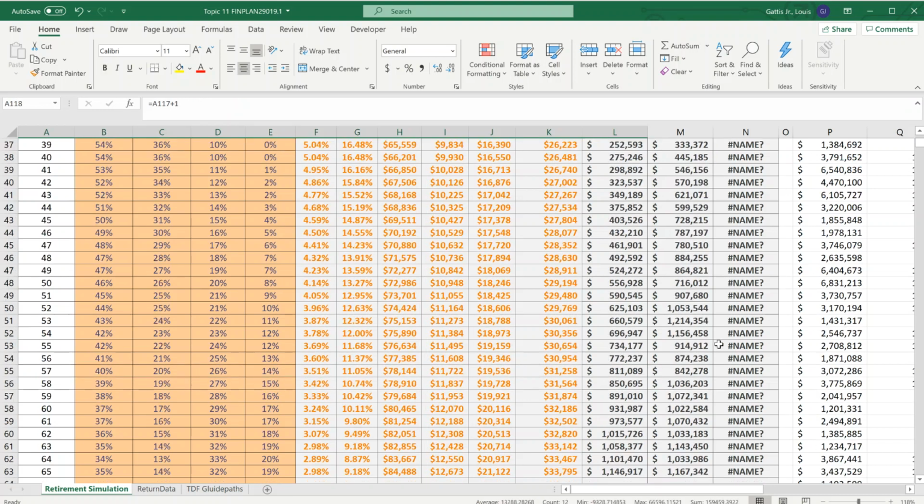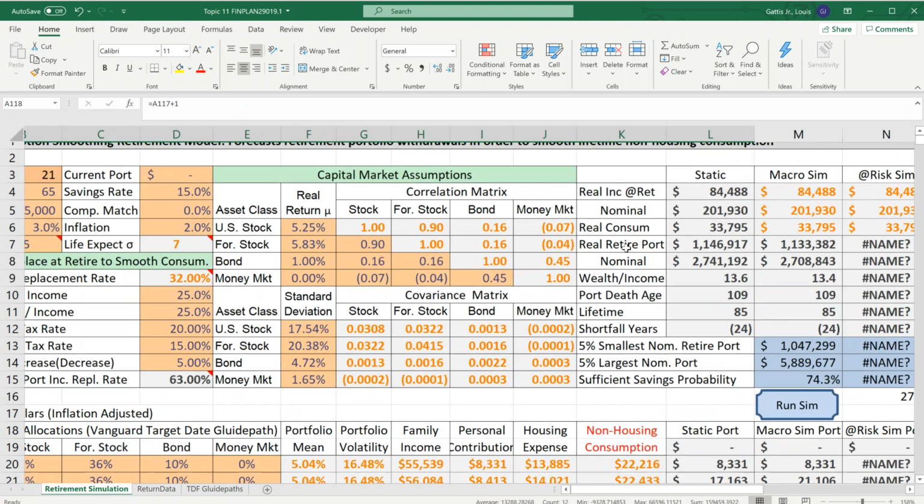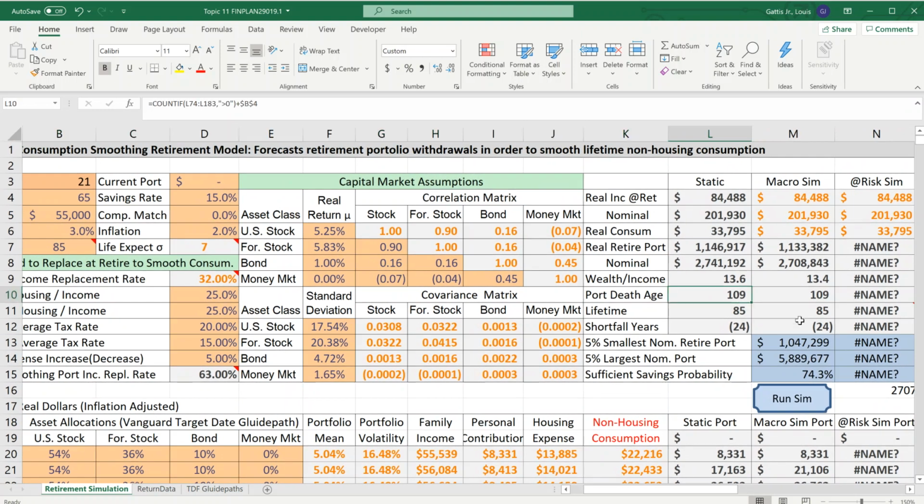And so here's my static portfolio model. It looks like you have plenty of money. It lasts till you're 109 years old, and you're expected to live till 85. So you have 24 extra years. You have negative shortfall years. So you have plenty of money. This also tracks when you retired. You had 13.6 wealth to income ratio. So it's my portfolio value at age 65 divided by my income in that final year. I'm going to expect to retire on a portfolio in nominal terms of $2.7 million. So this is the static model.